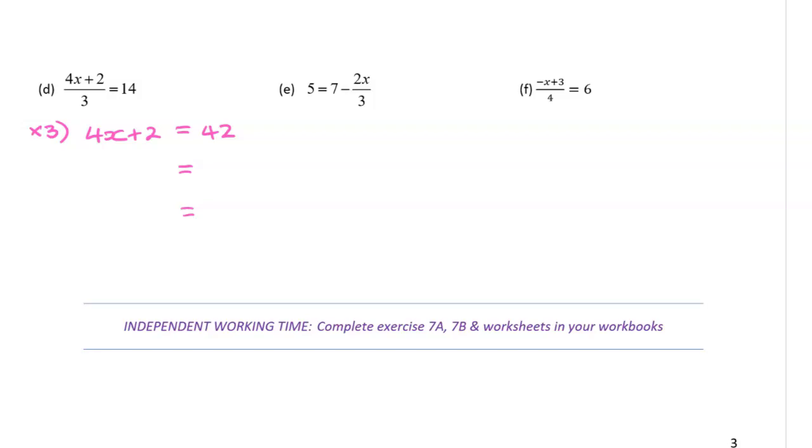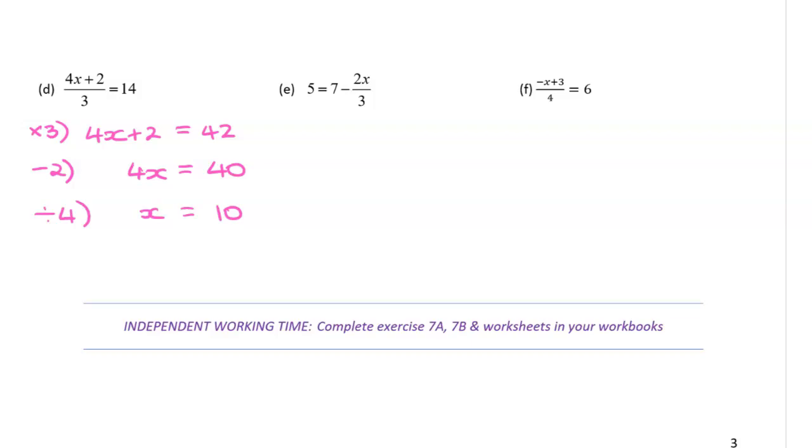Now, we're going to take 2 away from both sides. So that will give us 4x equals 40. And then when we divide by 4, x will be 10. Nice.